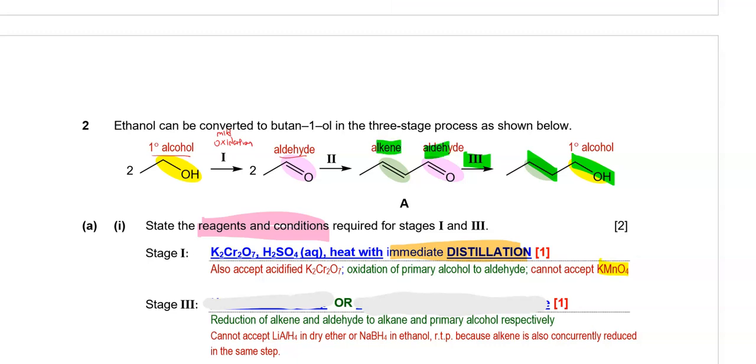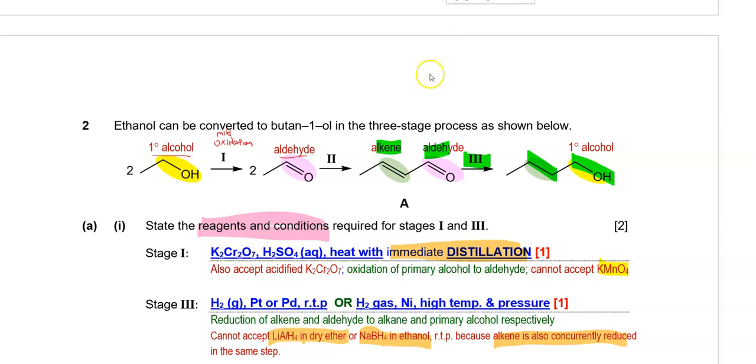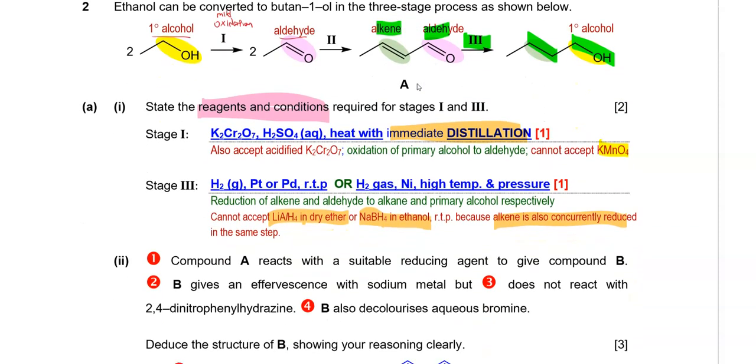So think through all your reducing agents: what can reduce both alkenes and aldehydes concurrently? It's only your hydrogen gas, whether you use it with platinum or palladium at RTP, or platinum or nickel catalyst at high temperature and pressure. In this case, we cannot accept lithium aluminum hydride or sodium borohydride because the alkene is also concurrently reduced. Lithium aluminum hydride and sodium borohydride will only reduce your aldehyde to your primary alcohol, but they cannot reduce alkenes. Alright? So if not, then we move on to part 2.